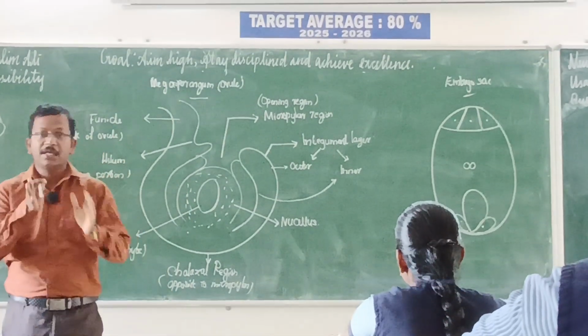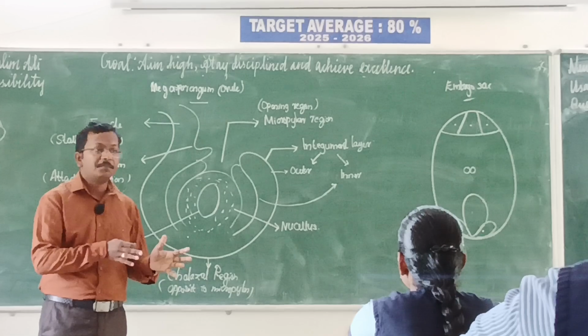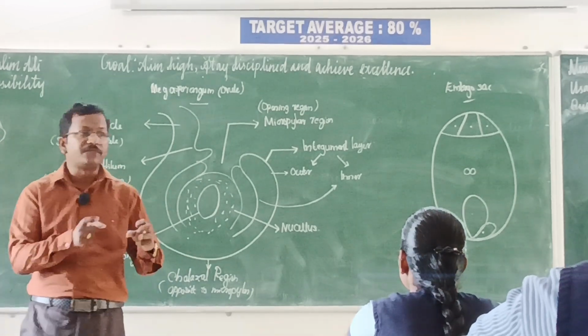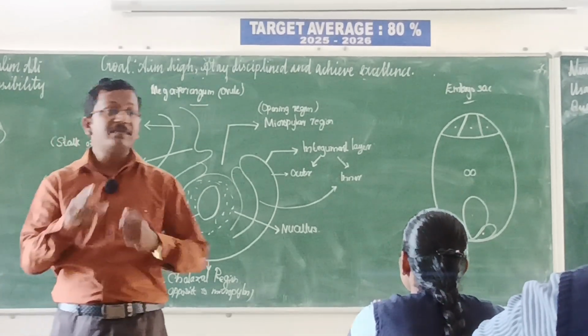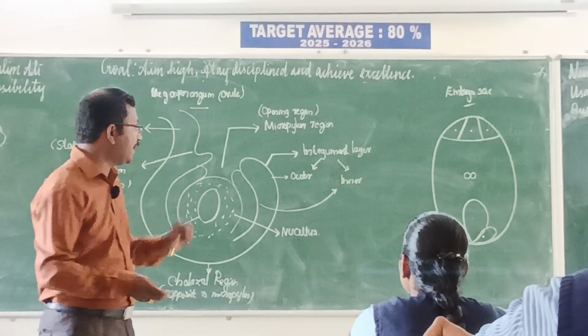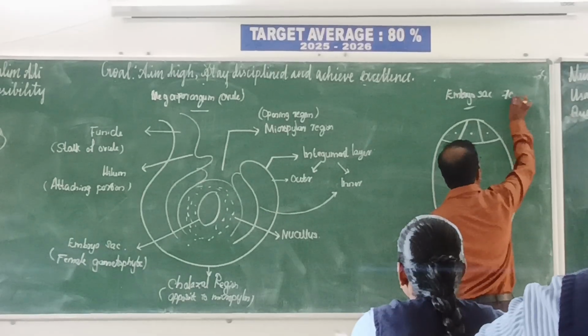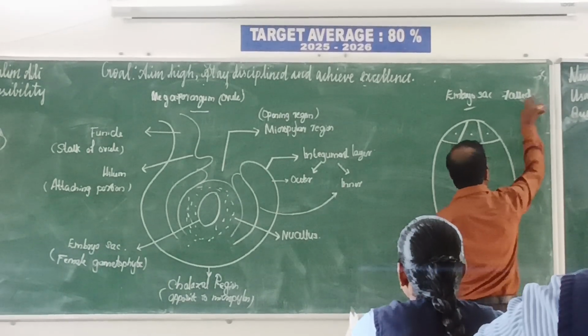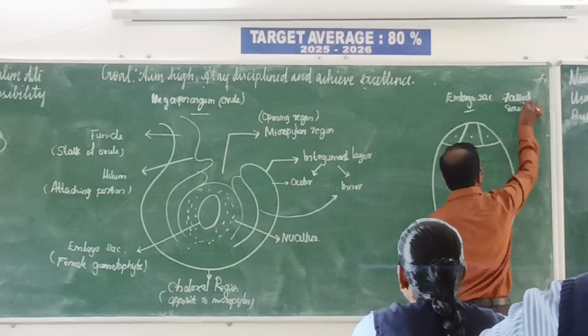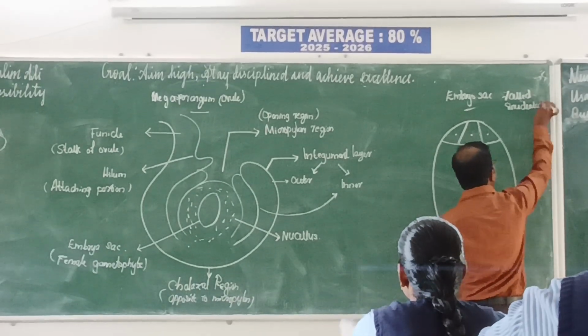Very good. It is formed from 8 cells, but 2 cells fuse together to form a single cell and it becomes a 7-cell structure, right? Okay, so remember, the embryo sac is a 7-celled, 8-nucleate structure. It has 7 cells but 8 nuclei.